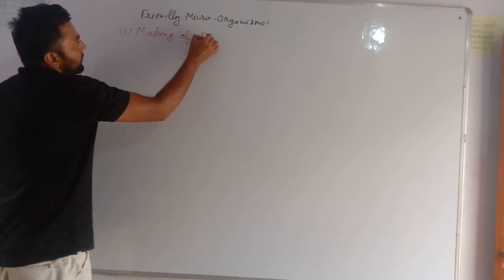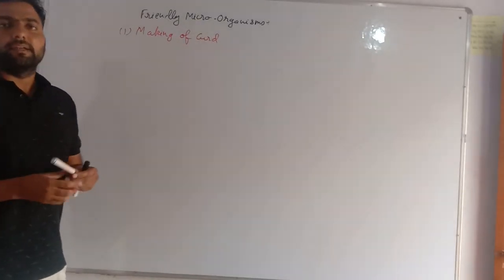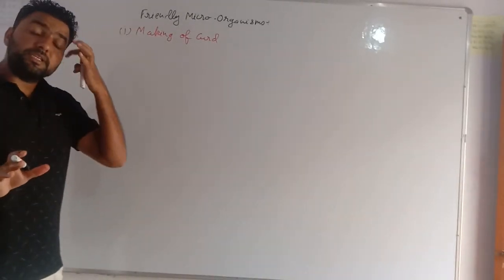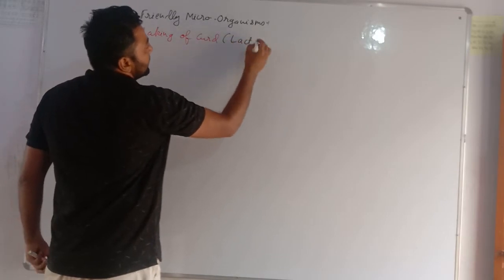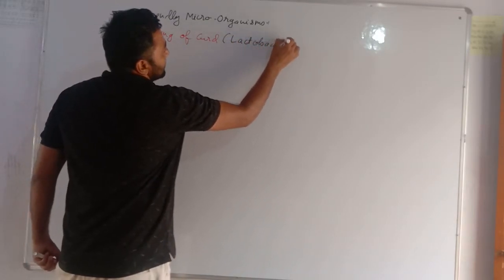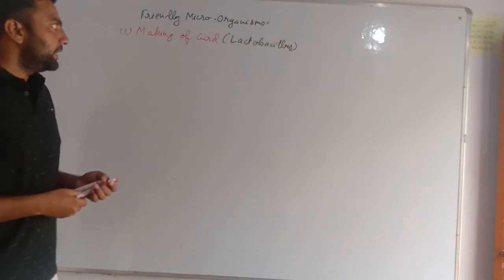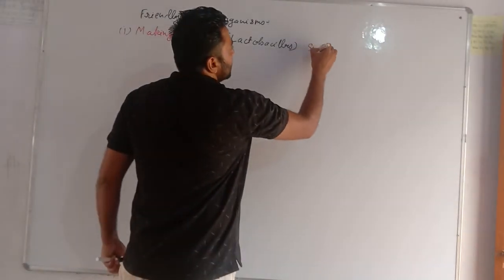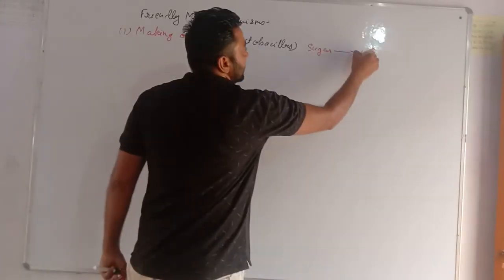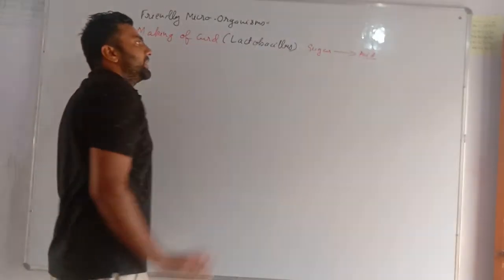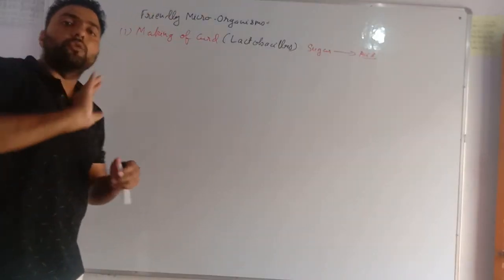making of curd. See, my dear students, as we know, each and every place microorganisms are present. So in milk, there is a bacteria, that is Lactobacillus bacteria. This Lactobacillus bacteria converts the sugar present in milk into acid, and this acid converts the milk into curd.